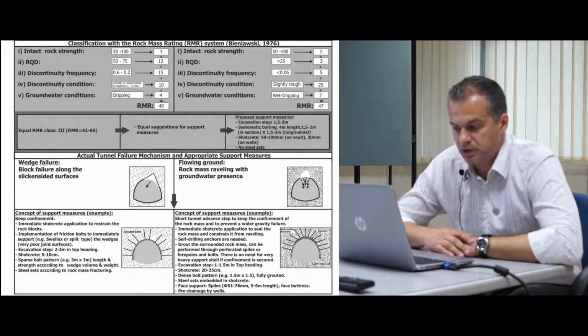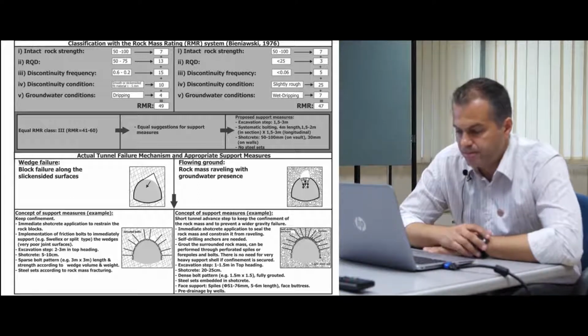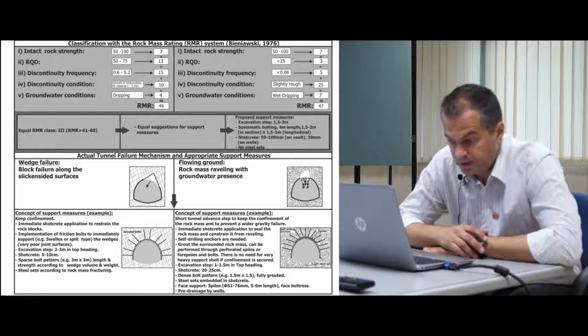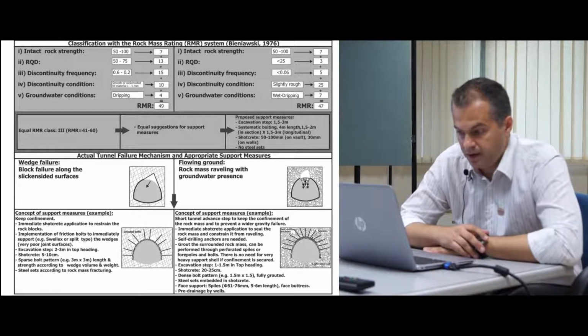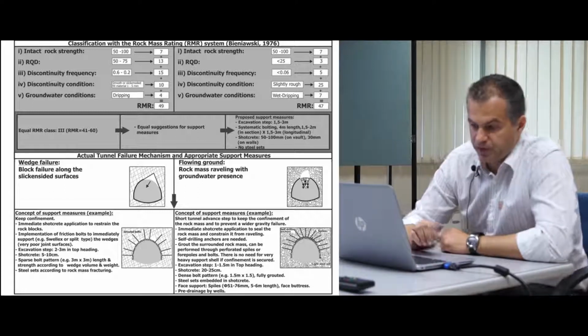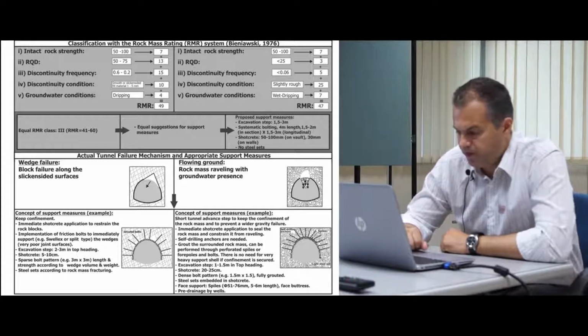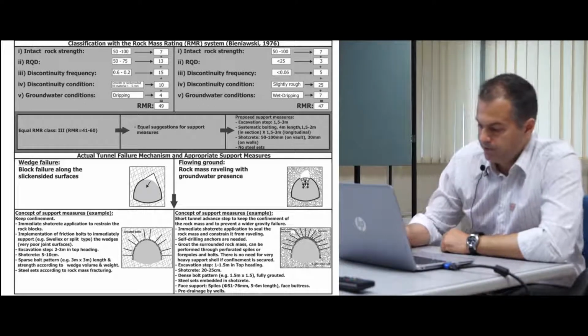If we put spiles here, maybe a larger step would be required. Self-drilling anchors would be needed. A grout of the surrounded mass through the spiles also, and immediate shotcrete application to seal the rock mass and constrain it from raveling, etc. from the other kinds of support measures.